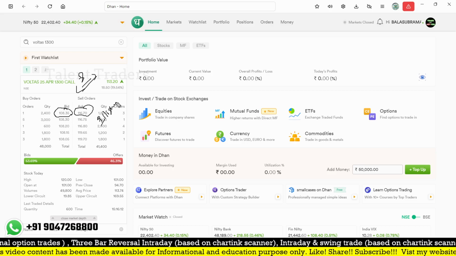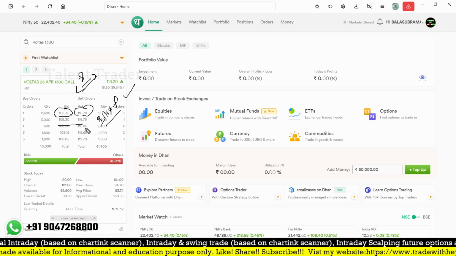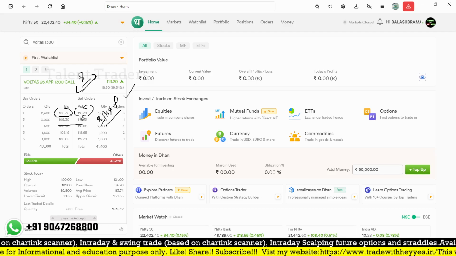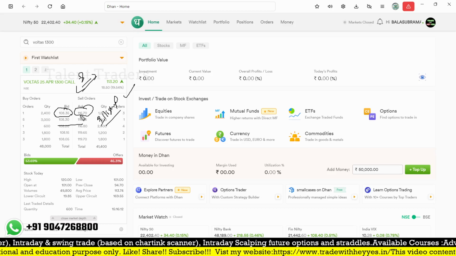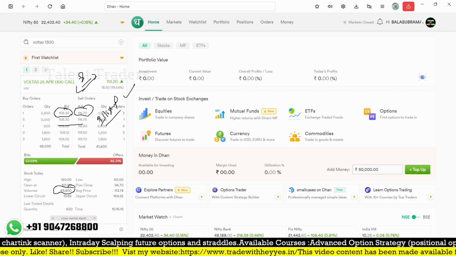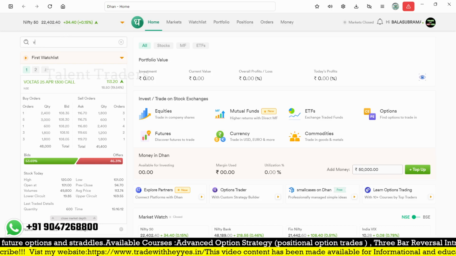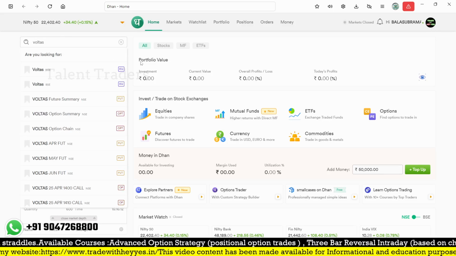So before focusing on trading, you should check the gap between the buyers and sellers. That will simply tell you whether the option is liquid or not. And you can see the volume is 49,800. But if you are looking at the ATM strike price, Voltas, where it has closed, I'll show you.